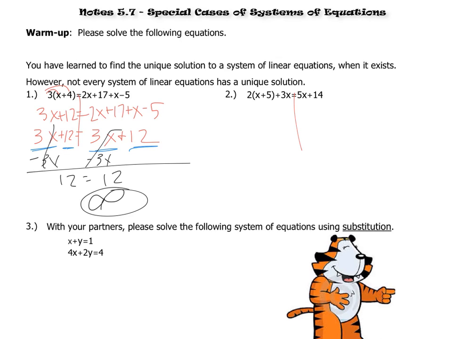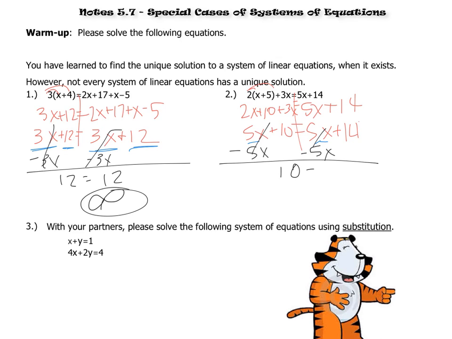Next one, same thing. Distributive property, 2x plus 10 plus 3x equals 5x plus 14. Combine like terms on the left-hand side, so 5x plus 10 equals 5x plus 14. You will notice that you have the same 5x on each side, but you don't have the same constant. So if we move the 5x from the left to the right, they cancel each other out, and now I have 10 equals 14. Well, 10 does not equal 14, so this answer is no solution.